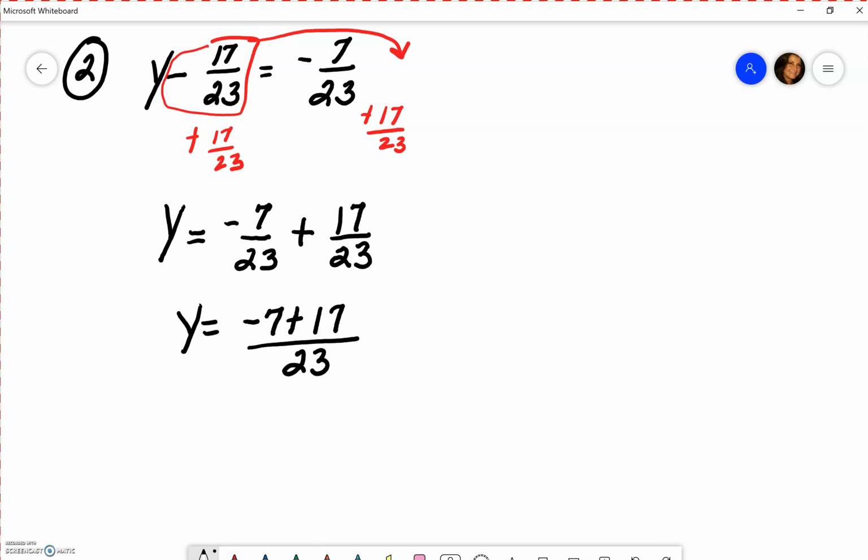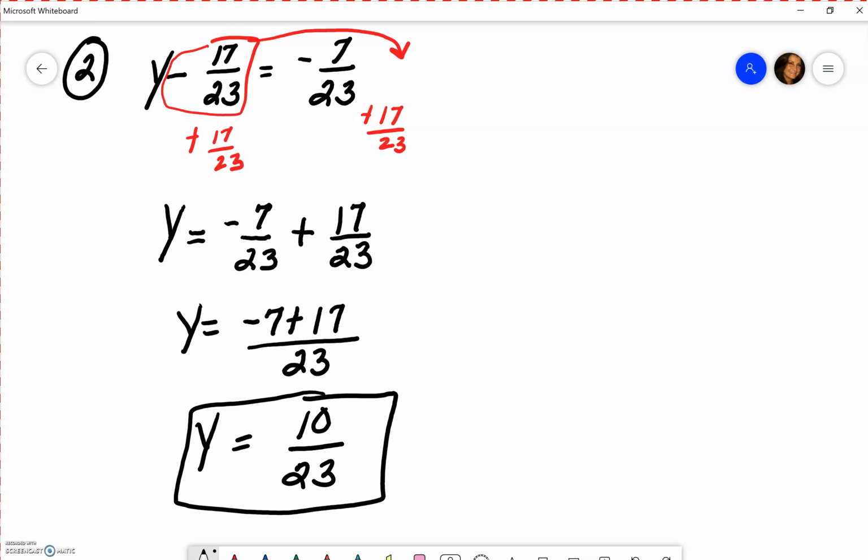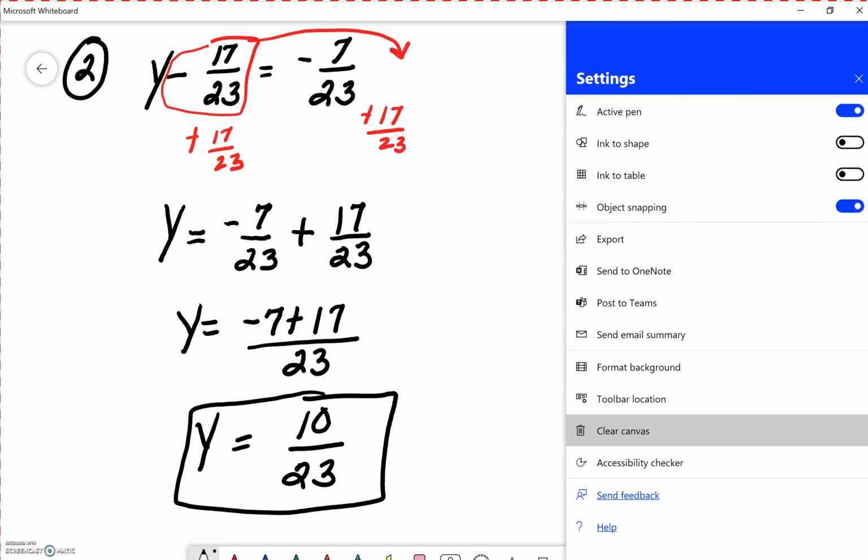Signs are the opposite. You subtract, take the sign of the larger number. I'm just going to write it over here. So that would be 10. Oops, let me just write underneath. Be consistent. y equals 10 over 23. Now we can't reduce that down any further, so that would be your final answer. All right, now let's move on to number 3.